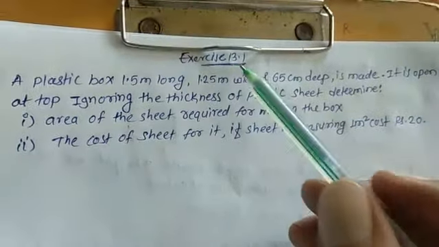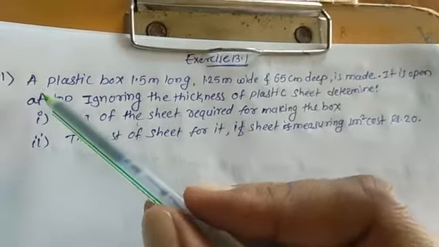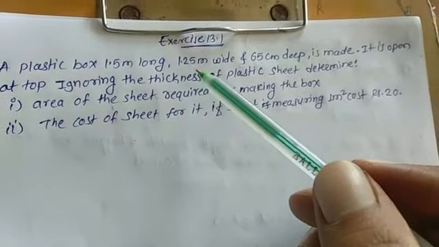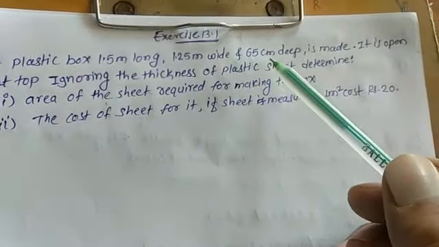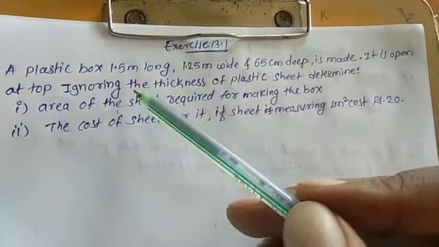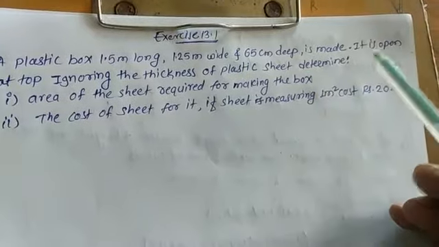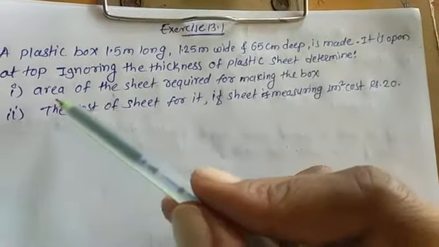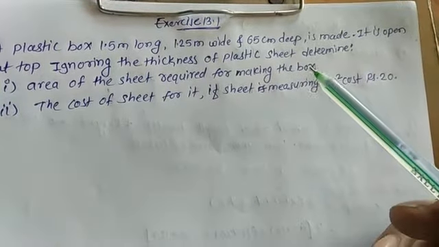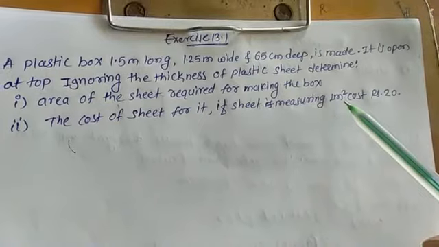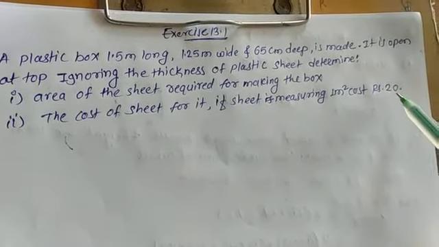Now consider exercise 13.1. In that first example, a plastic box 1.5 meter long, 1.25 meter wide and 65 centimeter deep is made. It is open at top, ignoring the thickness of the plastic sheet. Now we have to find the area of sheet required for making the box and the cost of the sheet for it. If sheet is measuring 1 meter square, cost rupees 20.